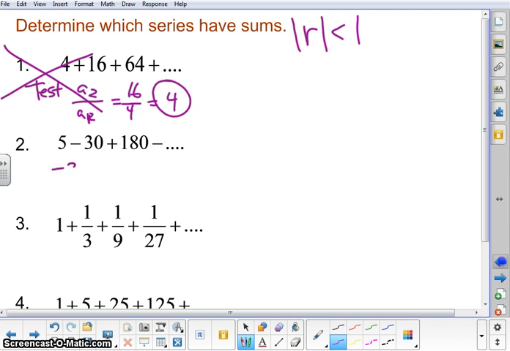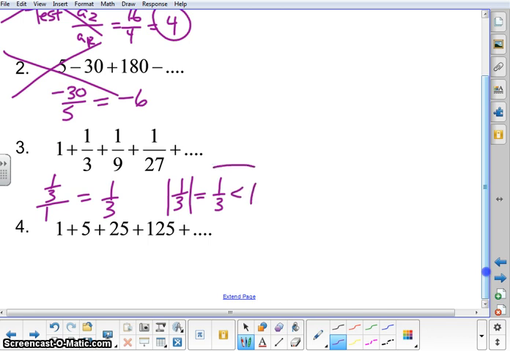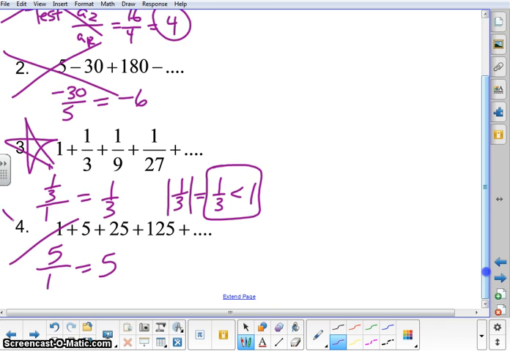The next one would be negative 30 over 5. This too does not pass because negative 6 is too big, so that one's out. We cannot find it. And the next one, we have 1/3 divided by 1, which is 1/3. And the absolute value of 1/3 is definitely less than 1. So we will be able to find the sum of this geometric series. And then the last one, you have 5 divided by 1, which is 5. And this, again, we're right back to where we started, it does not work.